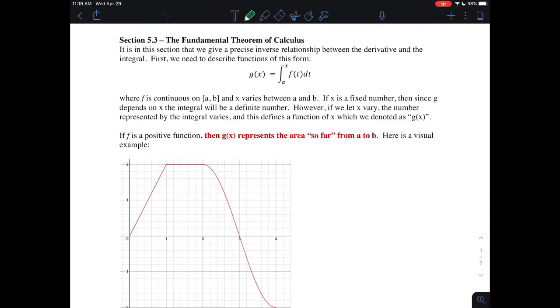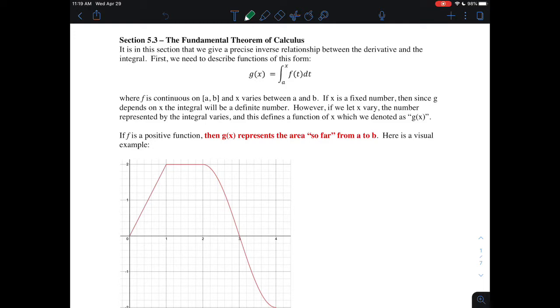First, we need to describe functions of this form, g of x equals the integral from a to x of f of t dt, where f is a continuous function on the interval [a, b], and x varies between a and b. If x is a fixed number, then the integral will be a definite number. However, if we let x vary, the number represented by the integral varies, and this defines a function of x, which is what we have called g of x.